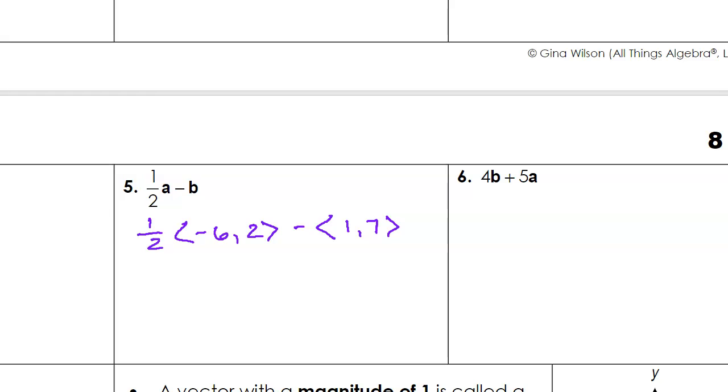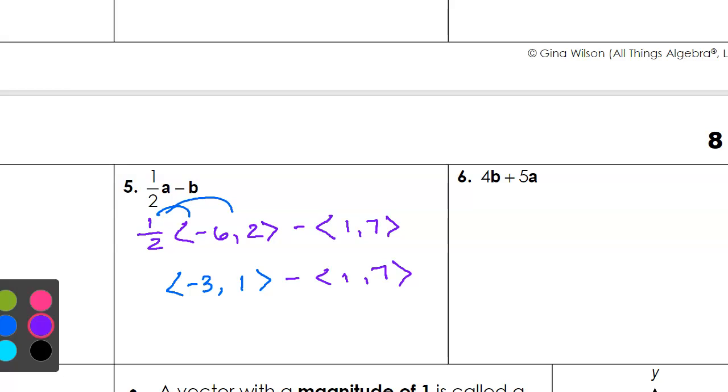So we do abide by PEMDAS here. Order of operations tells us to multiply first. So we're going to multiply 1/2 times negative 6, we get negative 3. And we're going to multiply 1/2 times 2, and we get 1. Then we can subtract: negative 3 minus 1 is negative 4, and 1 minus 7 is negative 6.